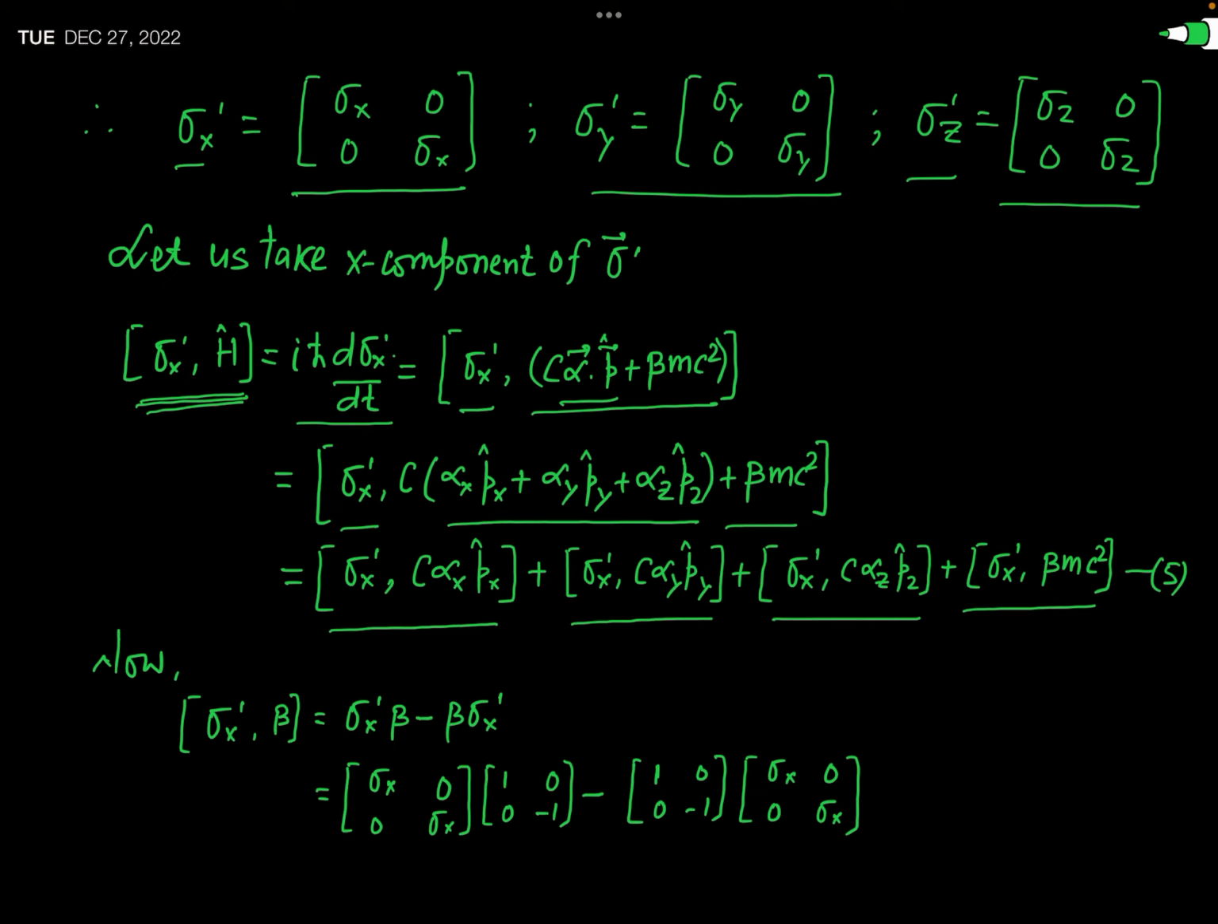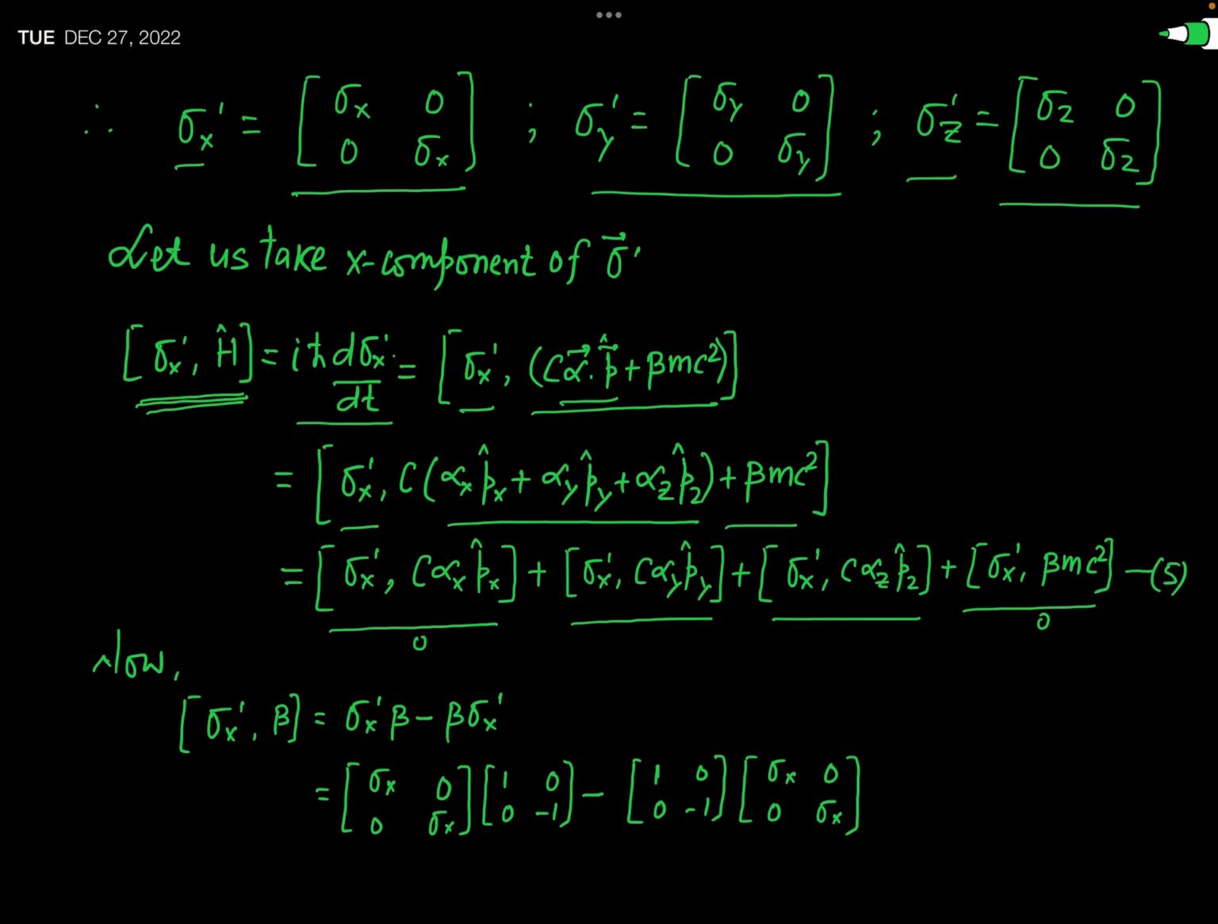Now you will see that the first term in the RHS of equation 5, this commutator, will be 0. And the last term, that is the commutator of sigma x dashed and beta m c square, will also be equal to 0. But how can you say that these two will be 0? You can check it. But in an examination, there is no need to evaluate these commutators if you can remember that the first and the last commutator will vanish. You can write this result directly. But I have explained it here. You can see the mathematics.